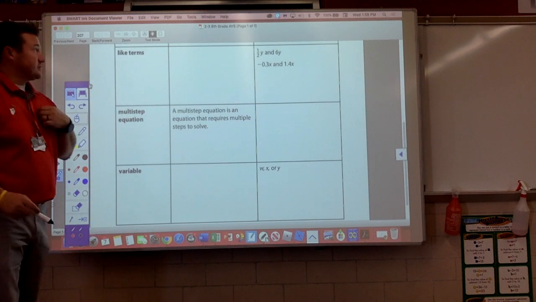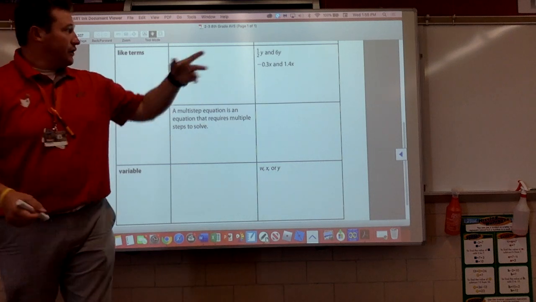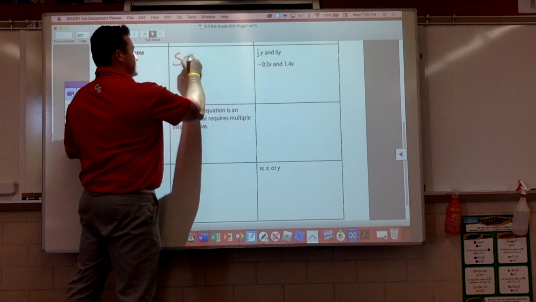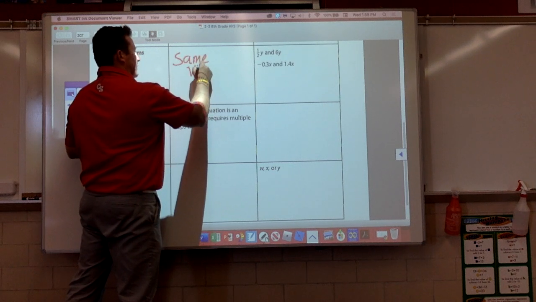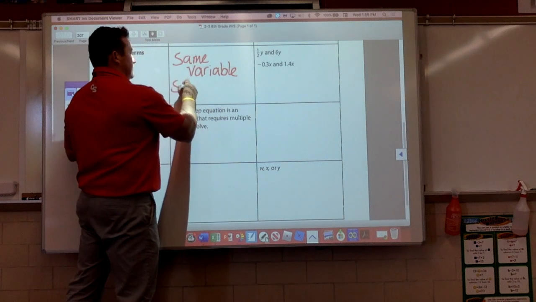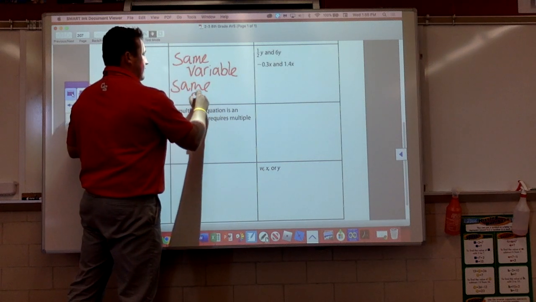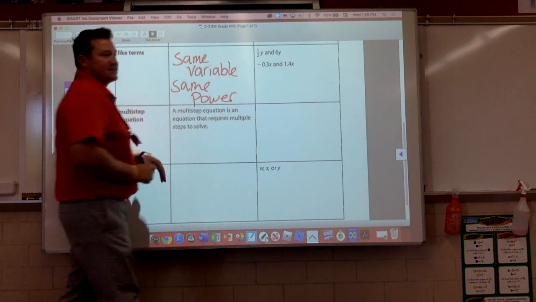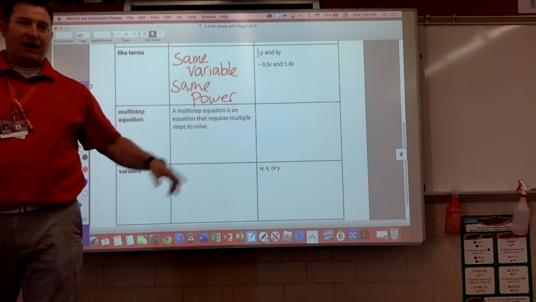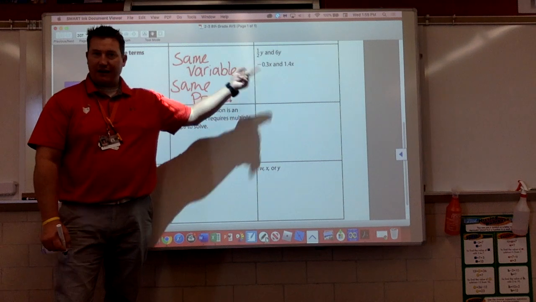Like terms. Guys, like terms. So, again, if we look over here, that's what they are. Super easy for us: same variable, right? But it's more than that. It's also to the same power. So the same variable to the same power, right? Both of our examples over here have that.